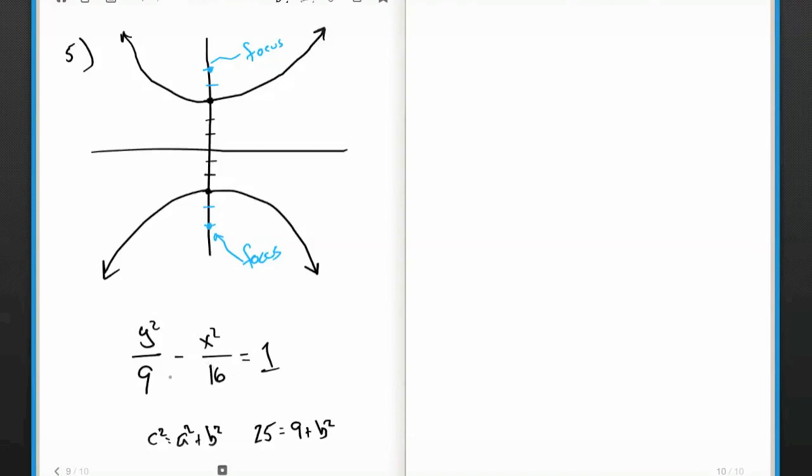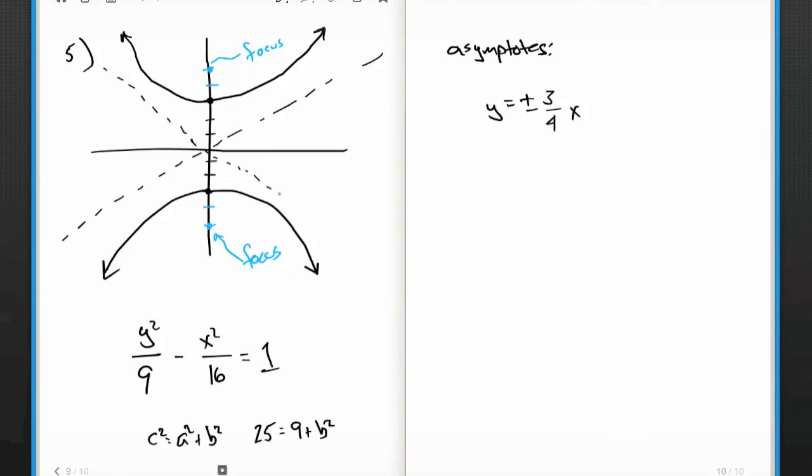And so the last kind of important thing would be the asymptotes for this guy. So asymptotes would be, we know it's y equals plus or minus the thing that's under y over the thing that's under x, so that's 3/4. So the slope is a little bit less than 1. So the asymptotes are going to look something like this. And that's about all there is that's interesting to write about this one.